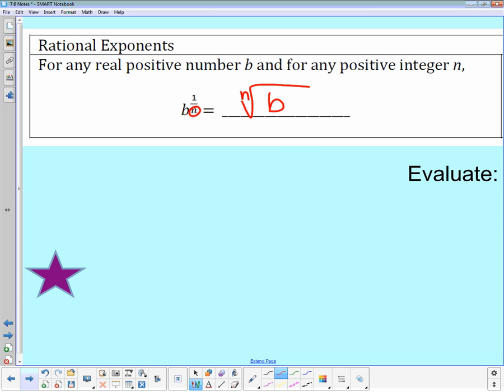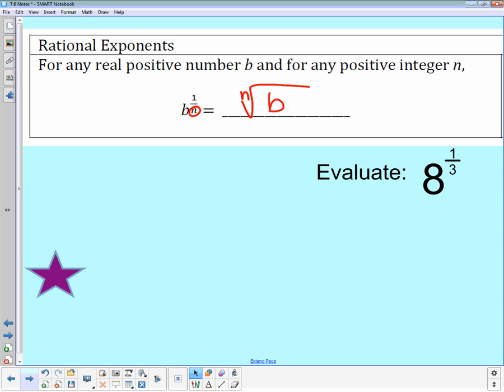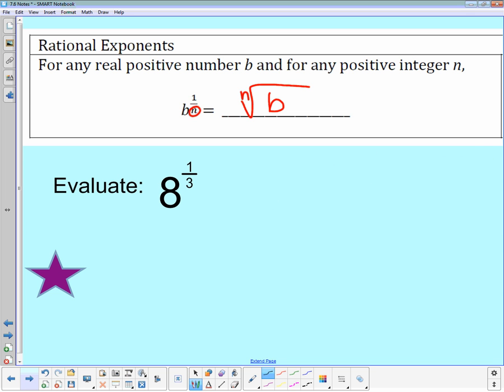Okay, when I take a look at an example, I have 8 to the 1/3 power. This is the same as saying I have the third root of 8. And the third root of 8 is what number multiplies by itself 3 times to give us 8. That gives us 2. 2 to the third power is equal to 8. So the third root of 8 is 2. Let's take a look at number 1.